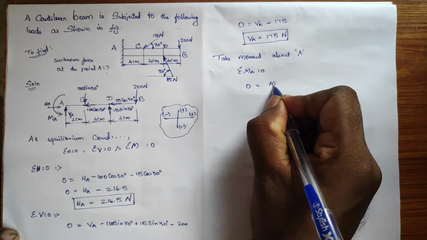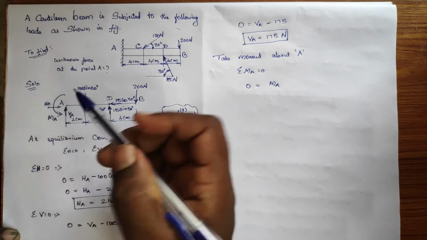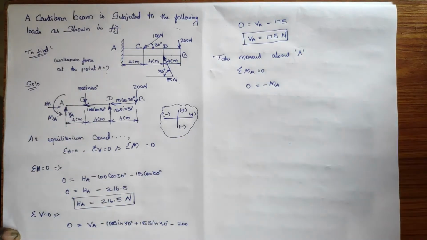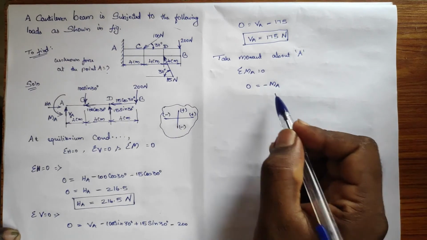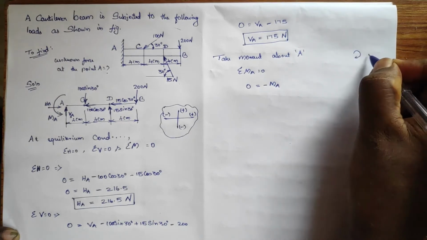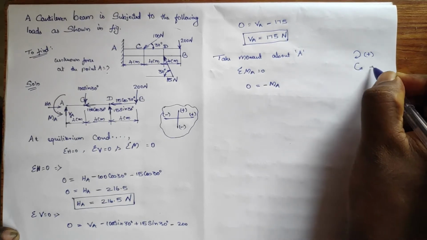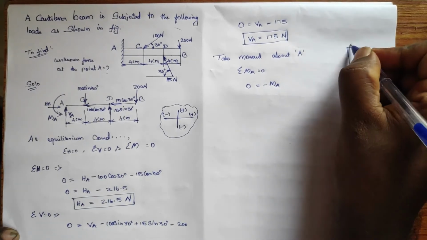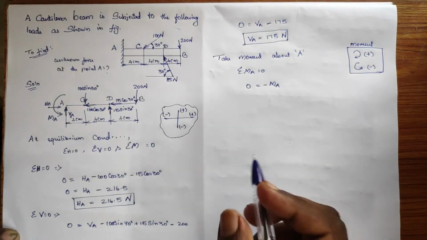We need to take moment about A, and see in which direction this moment is rotating. This direction, in the sense it's anti-clockwise, so it carries a minus sign. Regarding the sign of moment: clockwise is positive, anti-clockwise is negative. Keep it in your mind.